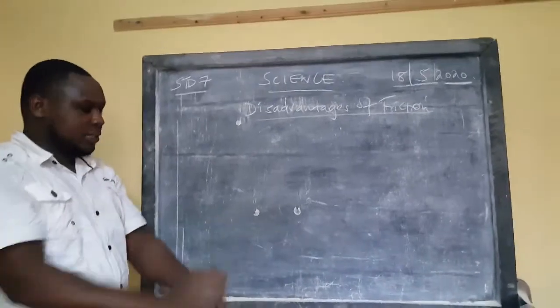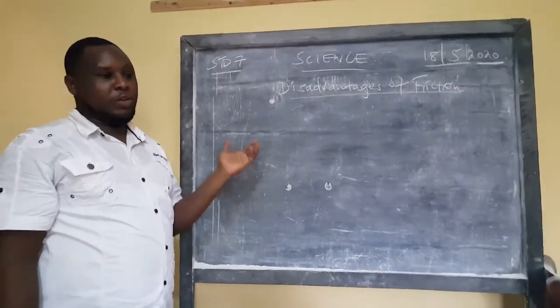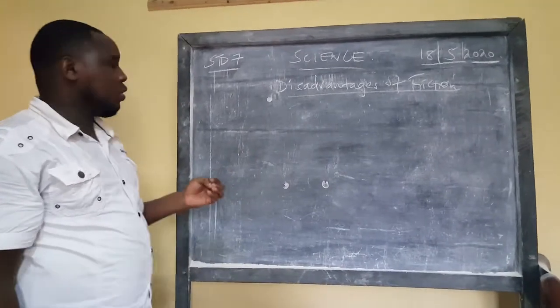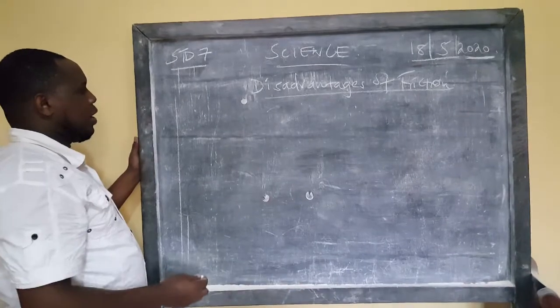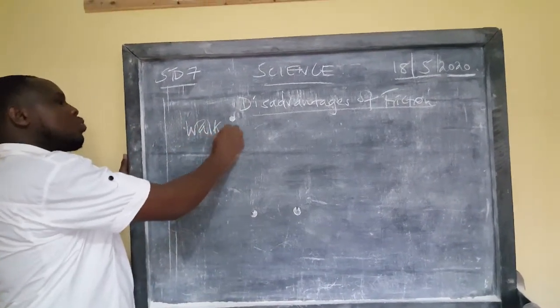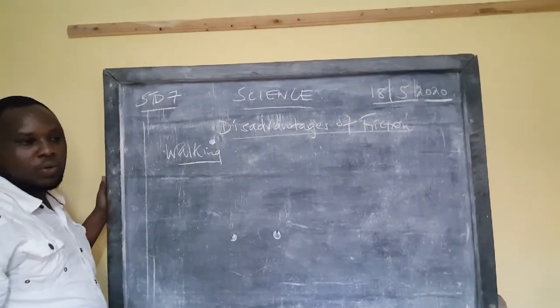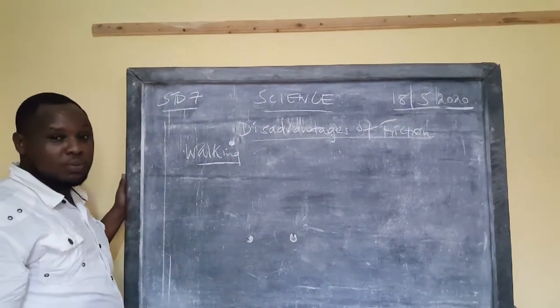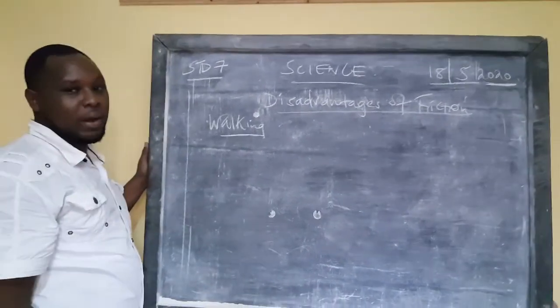Now yesterday we were looking into the advantages of friction, and you remember, Lana, we mentioned a few areas where we require friction. Number one, we talked about when one is walking. When you're walking, you require friction, the force that opposes motion between the shoe sole and the ground.